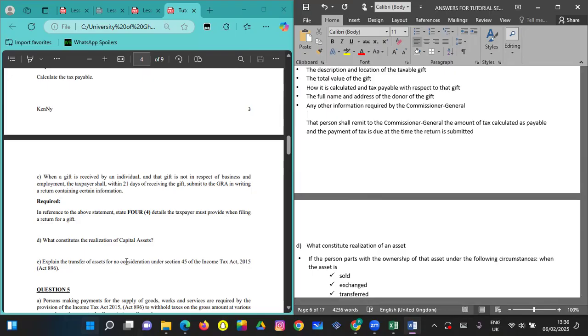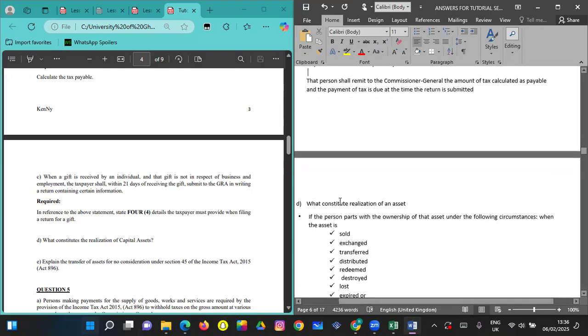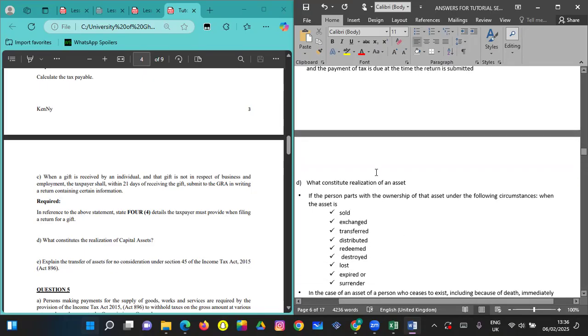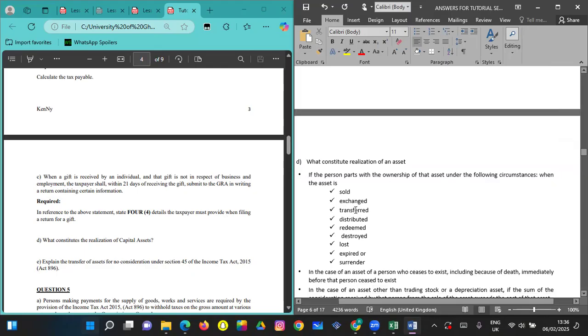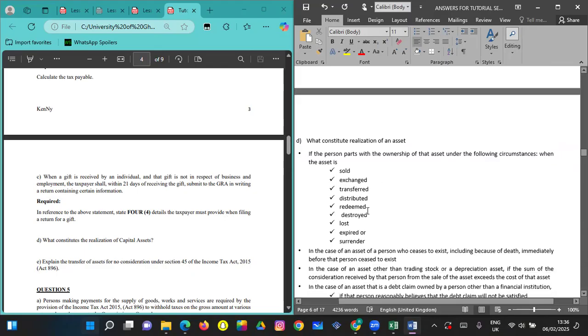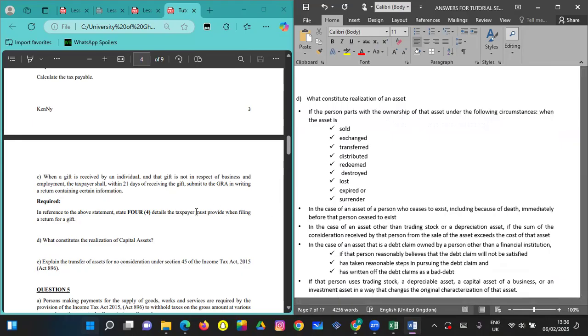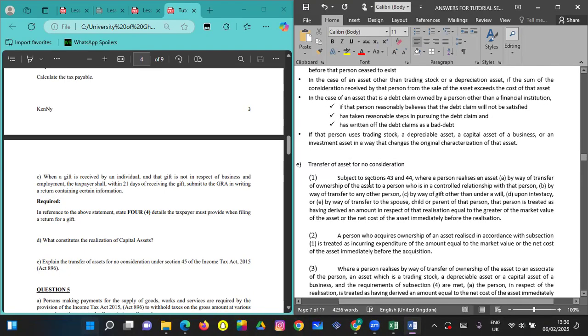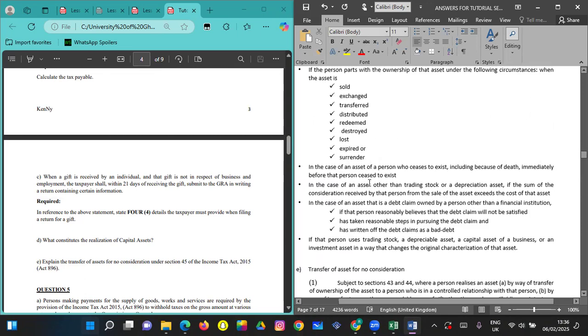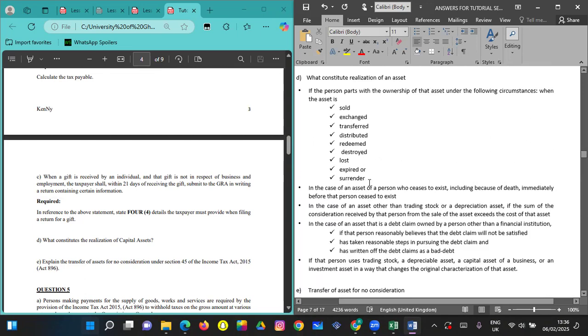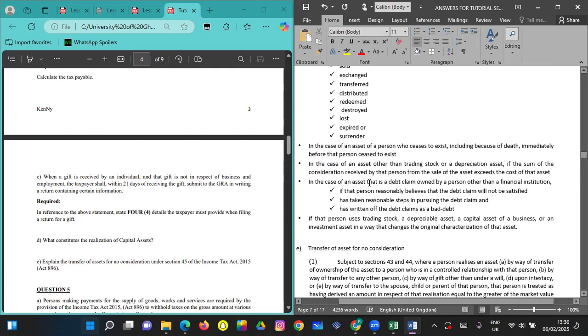D, what constitutes realization of capital assets? So if the person parts with it, whether the person sold it, exchanged, transferred, distributed, redeemed, and whatsoever. And then also in the case the person ceases to exist, and in the case of assets other than trading stock, so we've treated this up there, right? So let me just wait for like 15 seconds, and you can be taking screenshots.